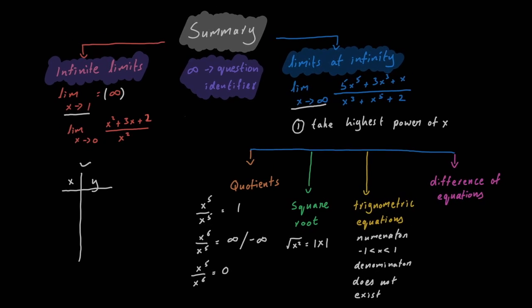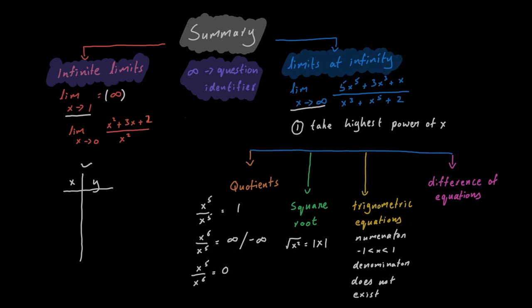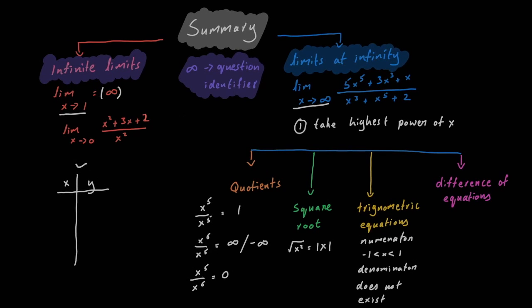The second one was square root, and we know that the tip was that whenever there's a square root sign, we simply have to write it as the absolute of x. The third one was trigonometric equations, where we know that if the trigonometric equation was in the numerator, then we take the range from -1 to 1, and if it's in the denominator, then it does not exist. And the difference of equations, there was nothing special about it. So that's all.